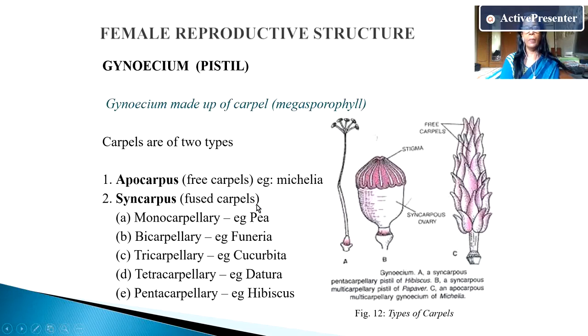And according to the number of carpels, they are monocarpellary, example pea; bicarpellary, that is 2 carpels are present, example Funaria; tricarpellary, mostly monocotyledons, Cucurbita; and tetracarpellary, that is Datura; pentacarpellary, hibiscus. These are the different types of gynoecium according to the number of carpels: monocarpellary, bicarpellary, tricarpellary, tetracarpellary, and pentacarpellary gynoecium. Here, this is the example for pentacarpellary syncarpous gynoecium. This is the apocarpous gynoecium, free carpels, Michelia.